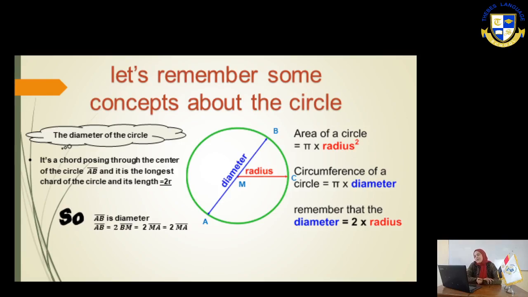Also, let's remember the area of the circle, which is equal to pi r squared, which is pi times radius squared. The circumference of the circle equals pi times diameter. Please let's remember what the diameter equals. The diameter equals 2 times radius. Let's move to slide number 3.